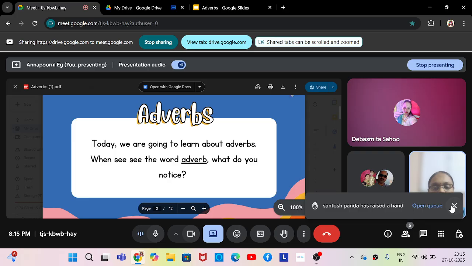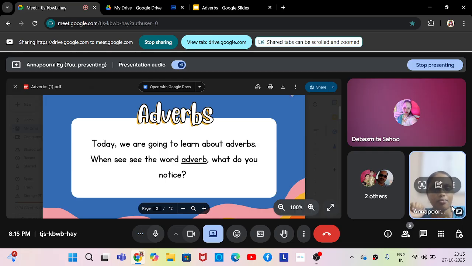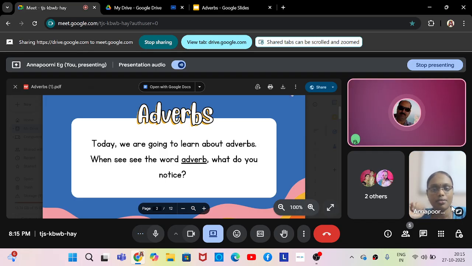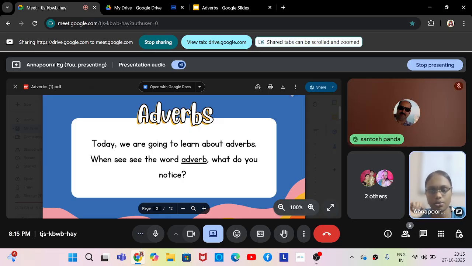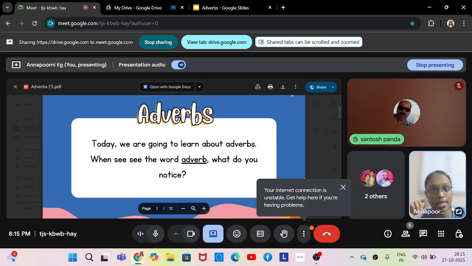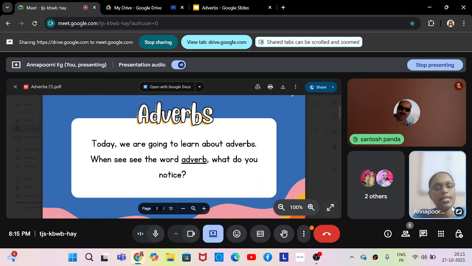Adverb नामक word में एक word hidden है. Yes, Samshipta? Ma'am, that is verb. Verb, exactly, that is verb. Okay, so in the word ADVERB, that is the spelling for adverb. Inside that word you are finding a part of speech, that is verb, that we had already studied. We have already studied what are verbs, right?